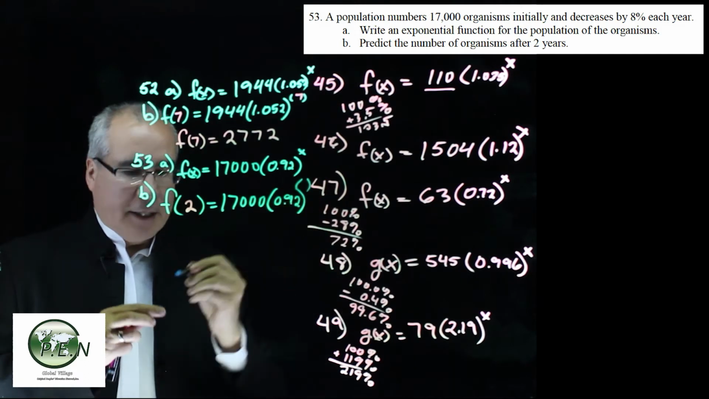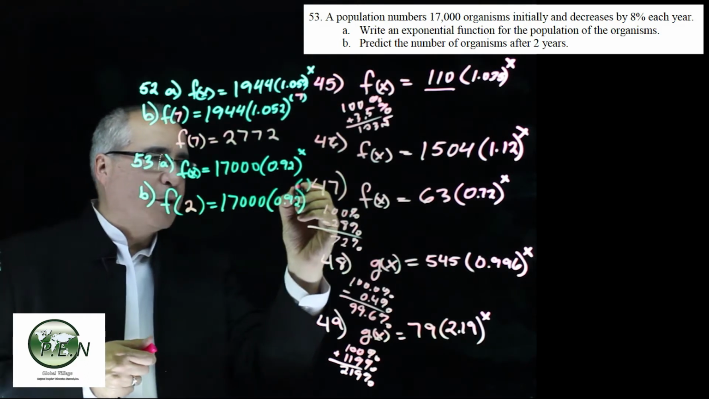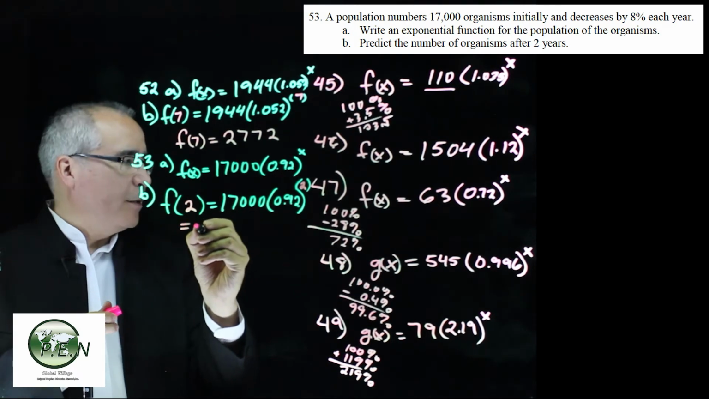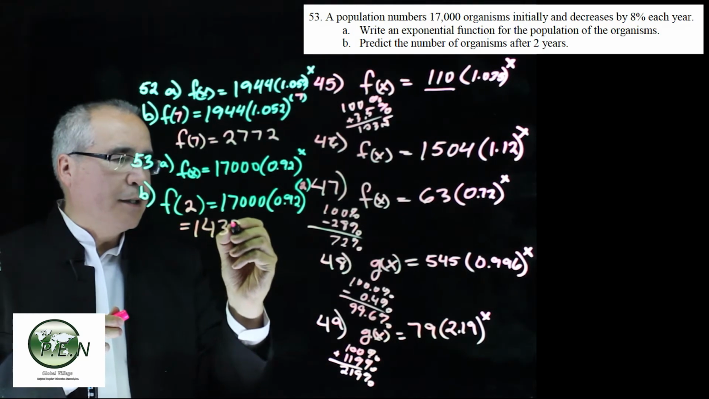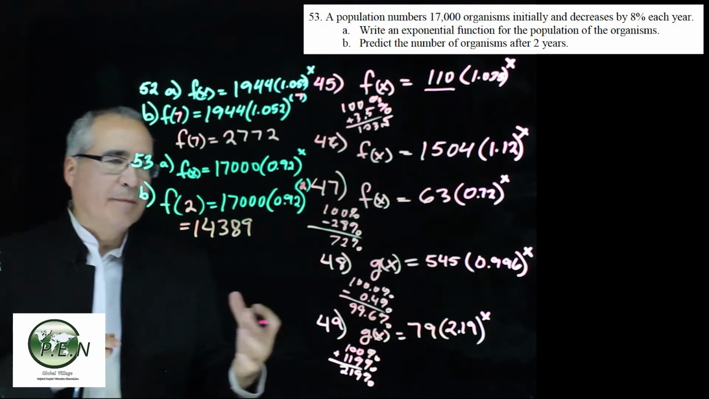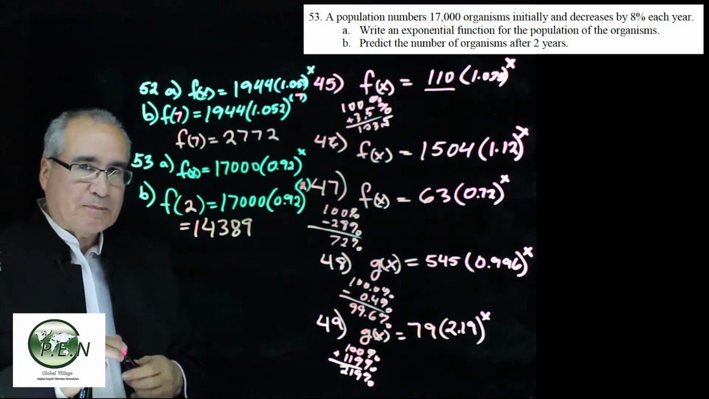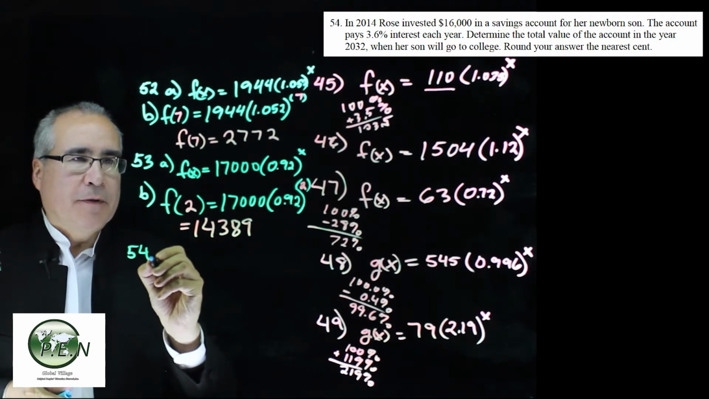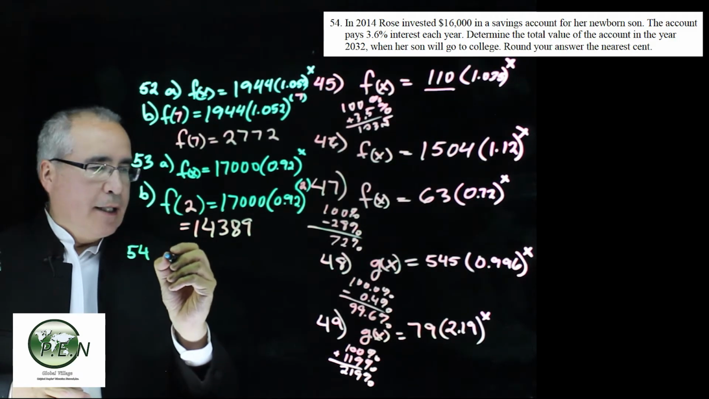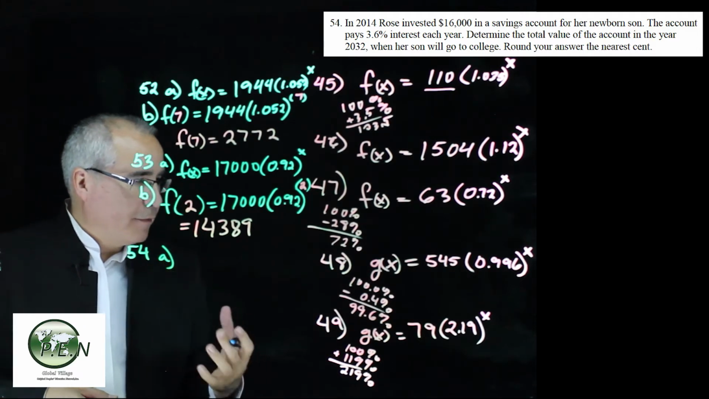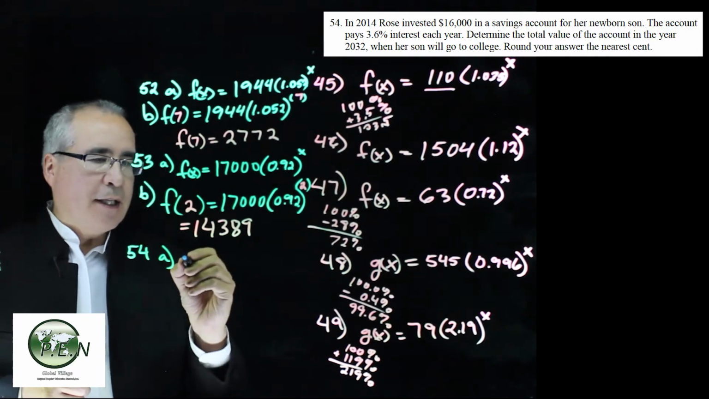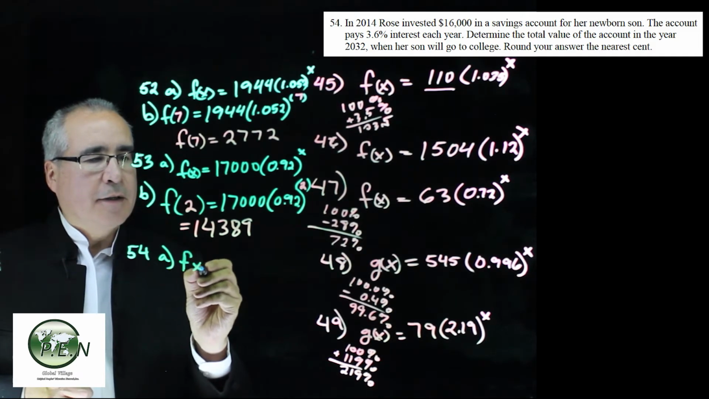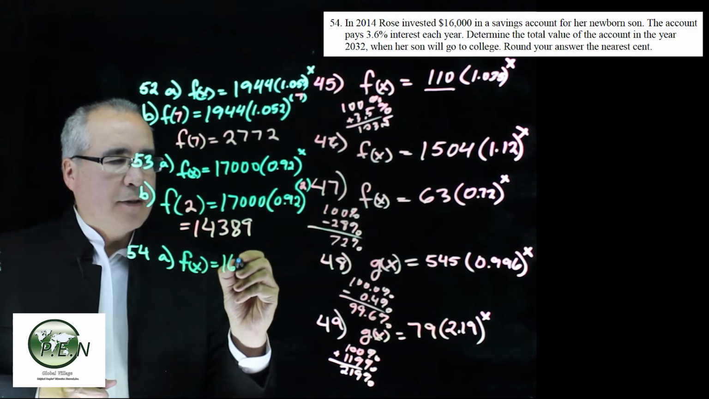And getting up in this exponent is going to go with the number 2. So we put that in our calculator, and we see we get 14,389. We lost 8%. .54. Again, the A question, we're told that we have a beginning value of 16,000 in our account.